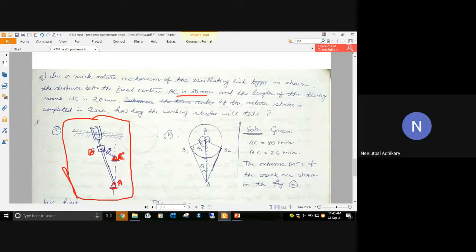You rotate, sir. Yes, correct. Okay, so now this BC distance, that is the driving crank, this one. This length is given as 20 mm.